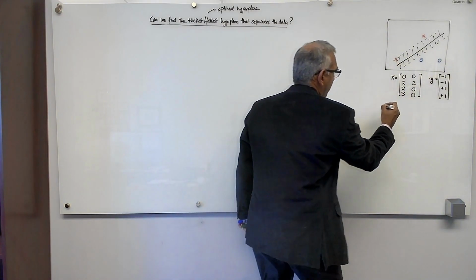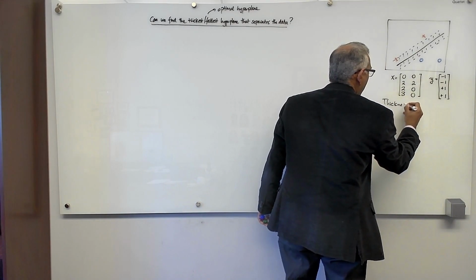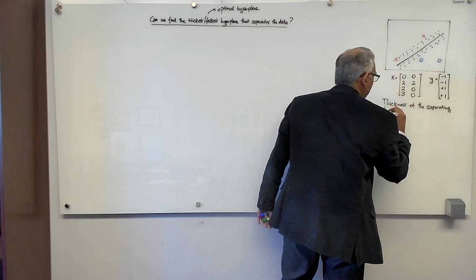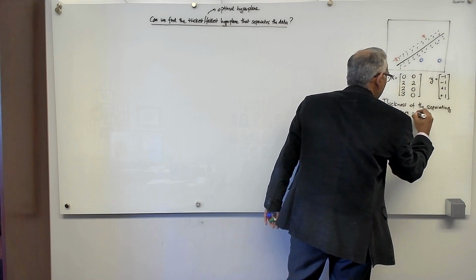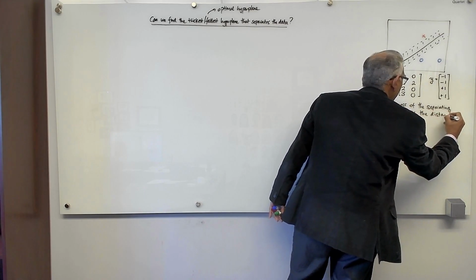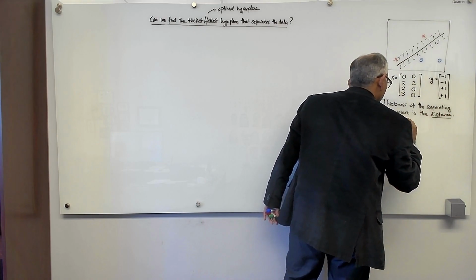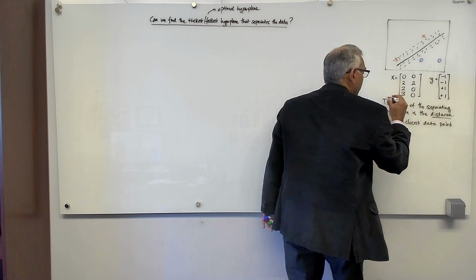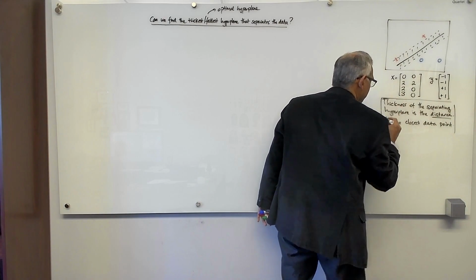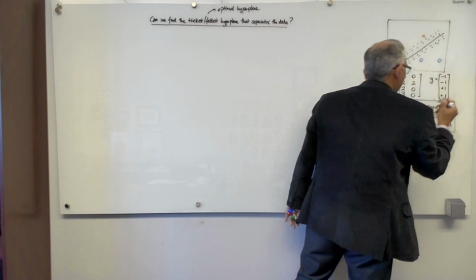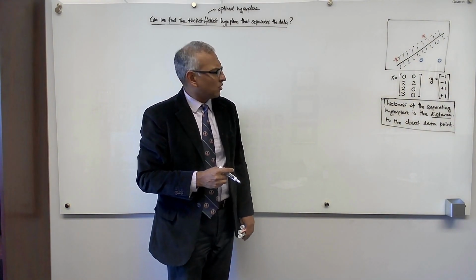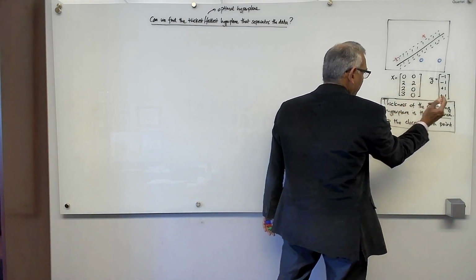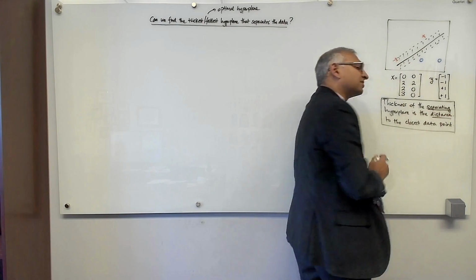So the thickness of the separating hyperplane is the distance to the closest data point. I'll box this. Not that it's a theorem or anything, but it's important to understand what the thickness of the separating hyperplane, or of any separating hyperplane, is, at least intuitively, visually. And I'll underline two important words. The thickness of the separating hyperplane is the distance to the closest data point.